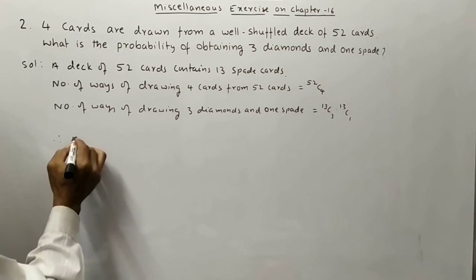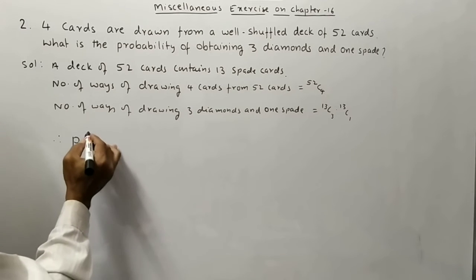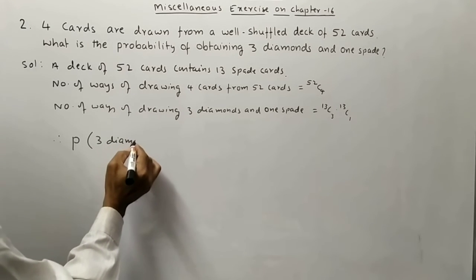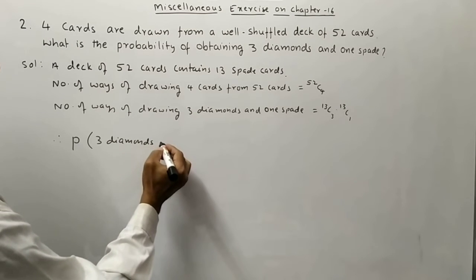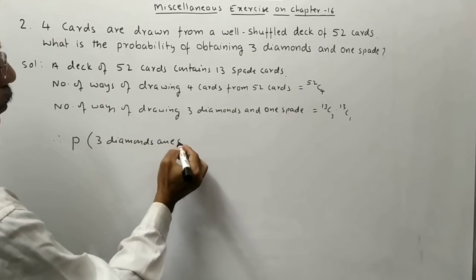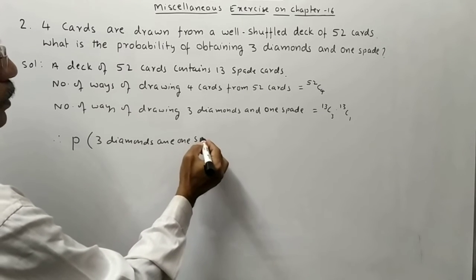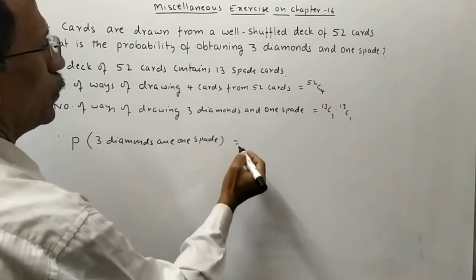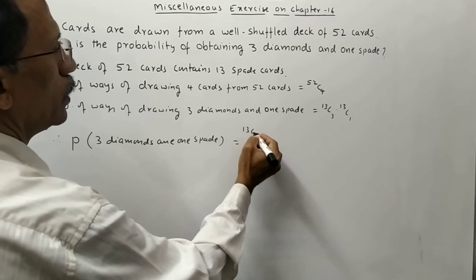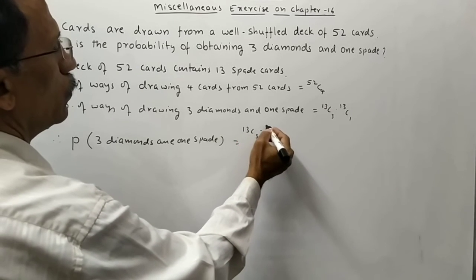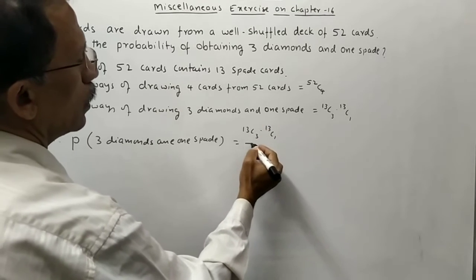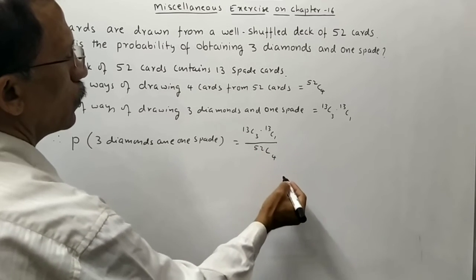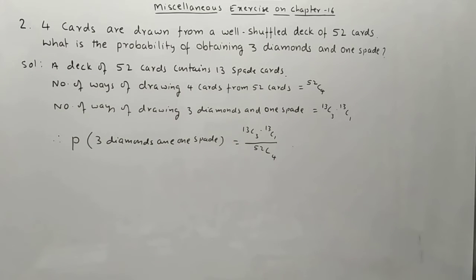Therefore, probability of drawing 3 diamonds and one spade is equal to 13C3 into 13C1 divided by 52C4. If you want, we can simplify.